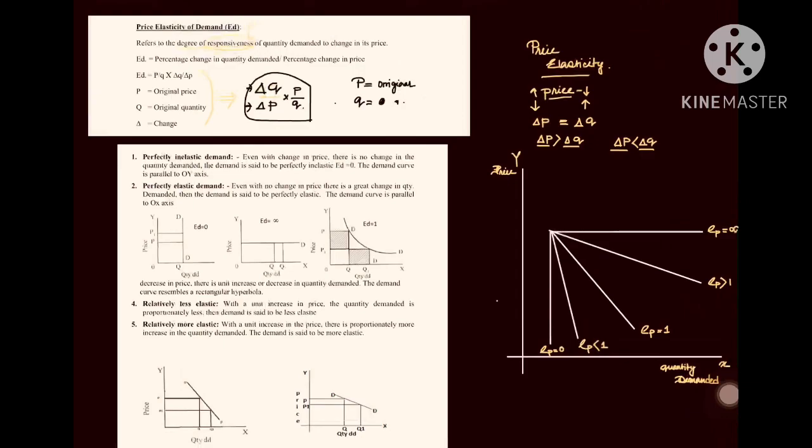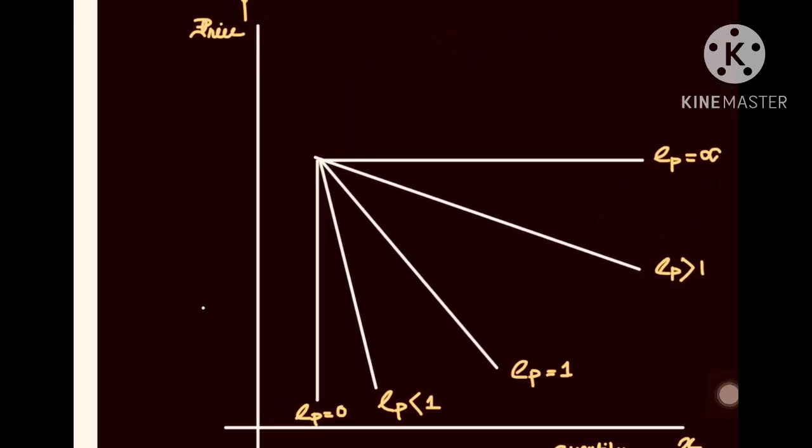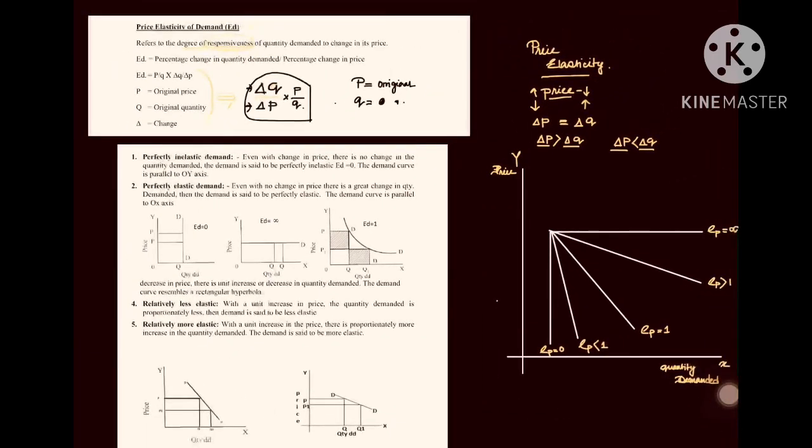What kinds of elasticity is this? Means what are the types of elasticity? To understand the types of elasticity, let me tell you, there are 5 different types of elasticity we have. Categorically you can see the names on the screen.